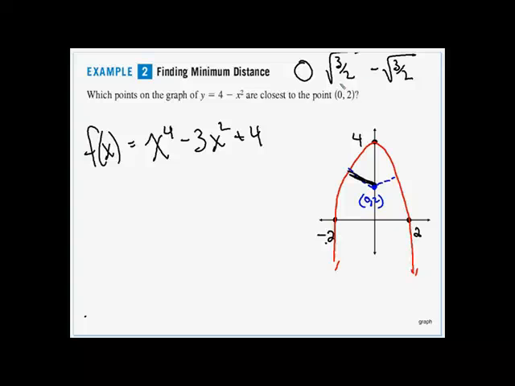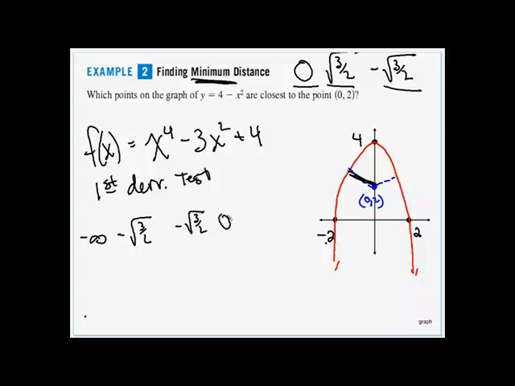Now from here, to figure out which of these are maxes or mins, of course we're only interested in the mins, we can do the first derivative test. Remember, we chop up intervals. We would go from negative infinity to the negative root of 3 halves. And then our next interval would be from the negative root of 3 halves to 0. And then from 0 to the root of 3 halves. And then finally from the root of 3 halves to positive infinity. And if we apply this first derivative test, we are going to find that 0 is a max, and both of the radicals turn out to be minimum values.